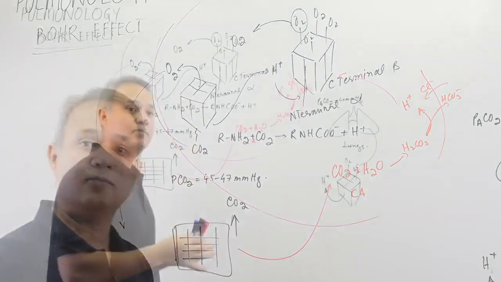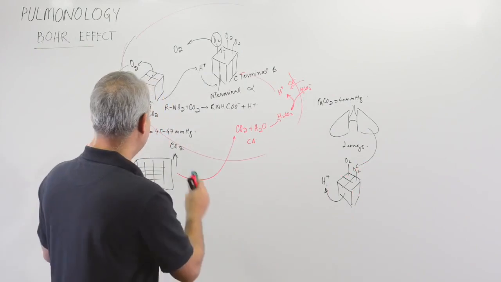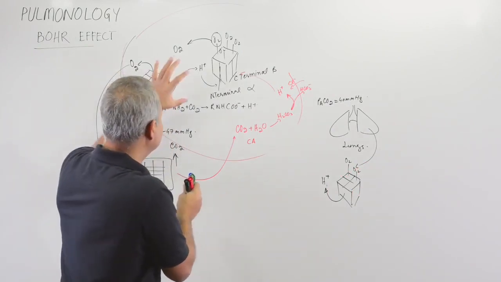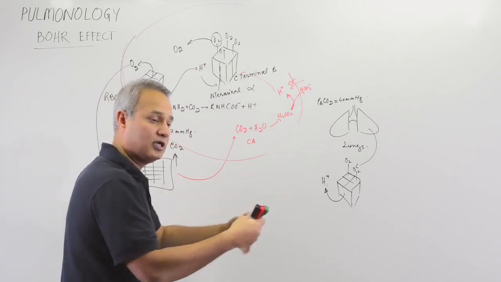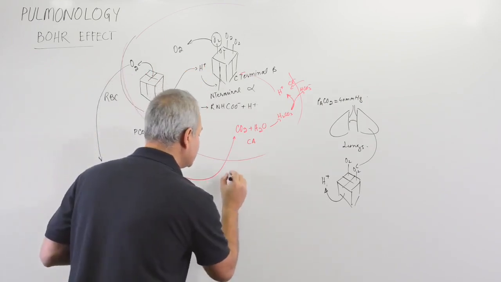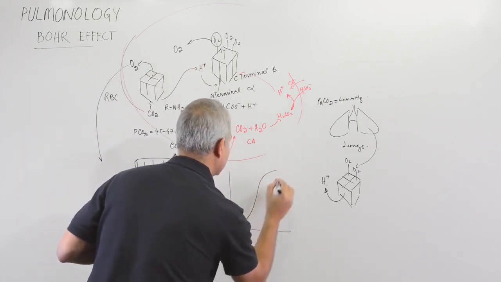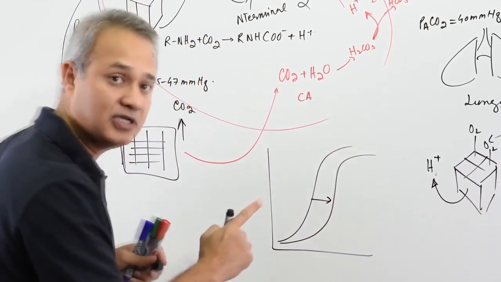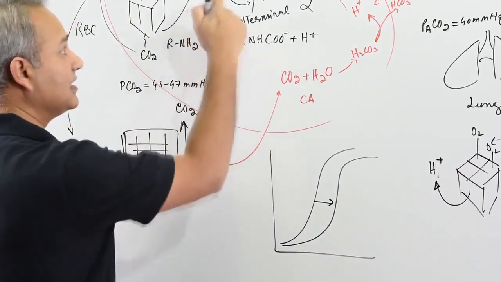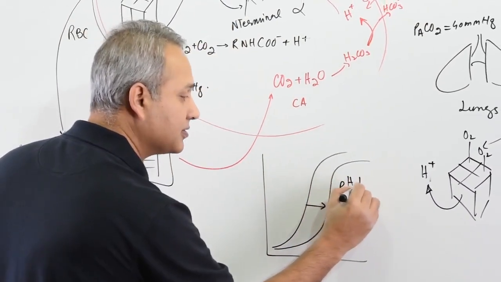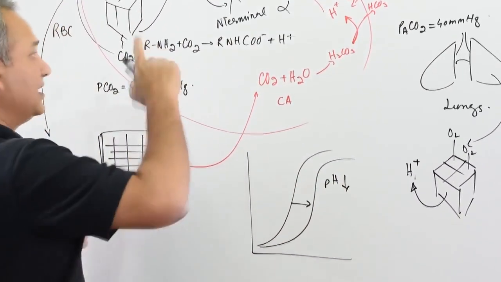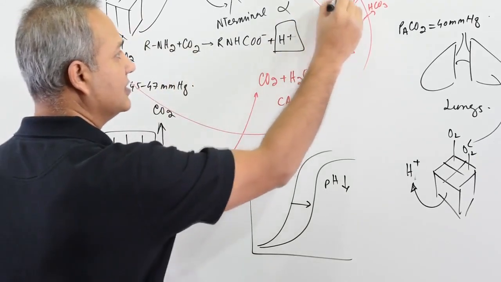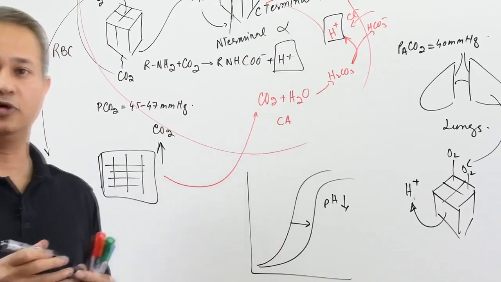So, summary: the Bohr effect is an observation that when there is increased carbon dioxide concentration and pressure, that causes hemoglobin to offload the oxygen, and the oxygen dissociation curve shifts to the right. How does that shift happen? In two ways. Ultimately, there is a pH reduction. But how does that pH reduce? One is this mechanism, and the other one is this mechanism. Cool. So that is the Bohr effect. Thank you.